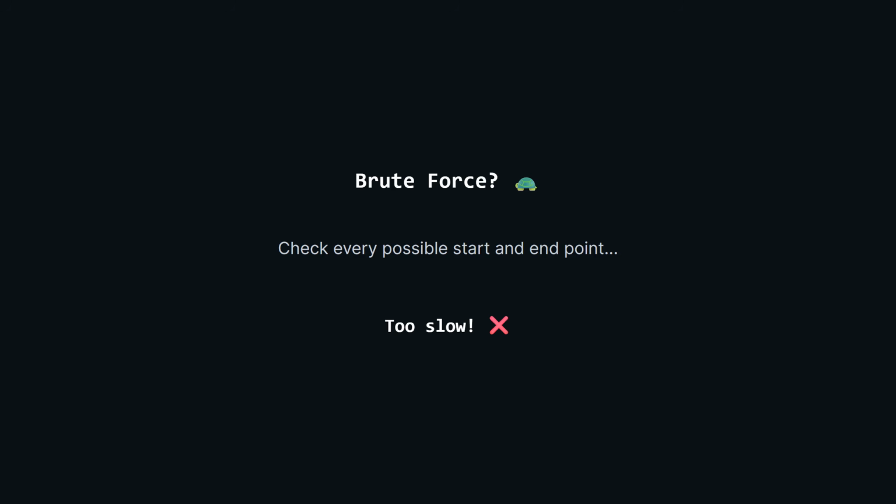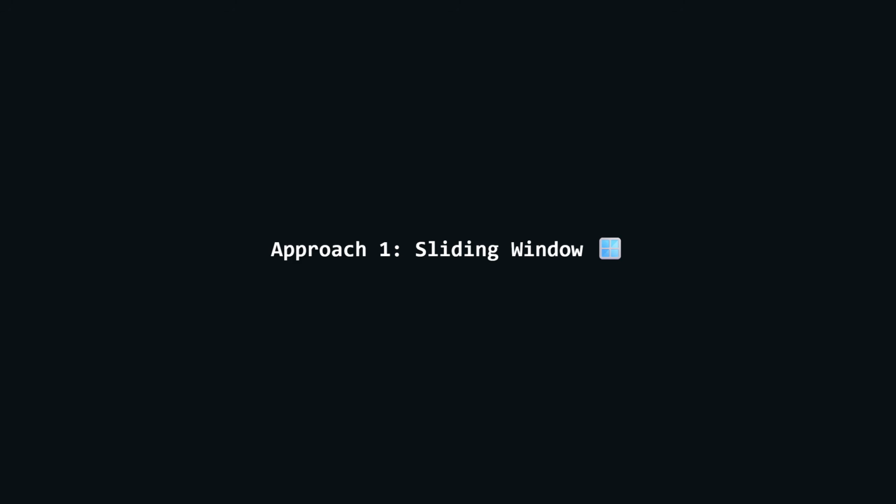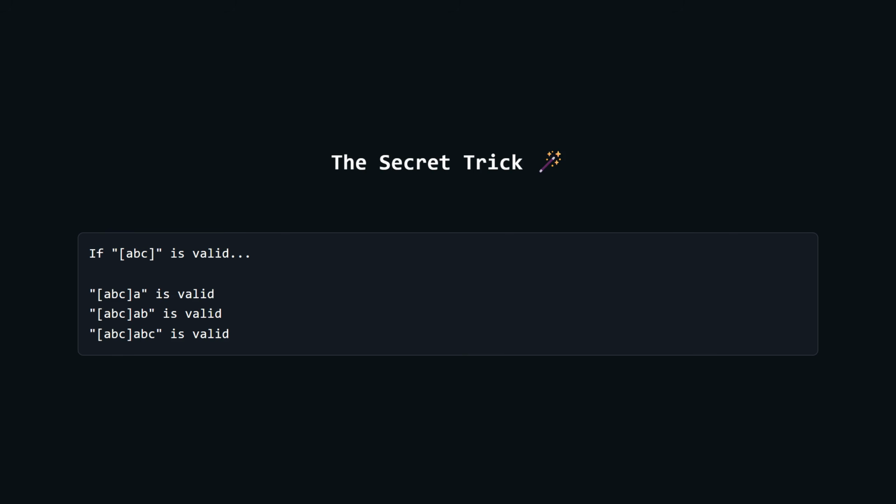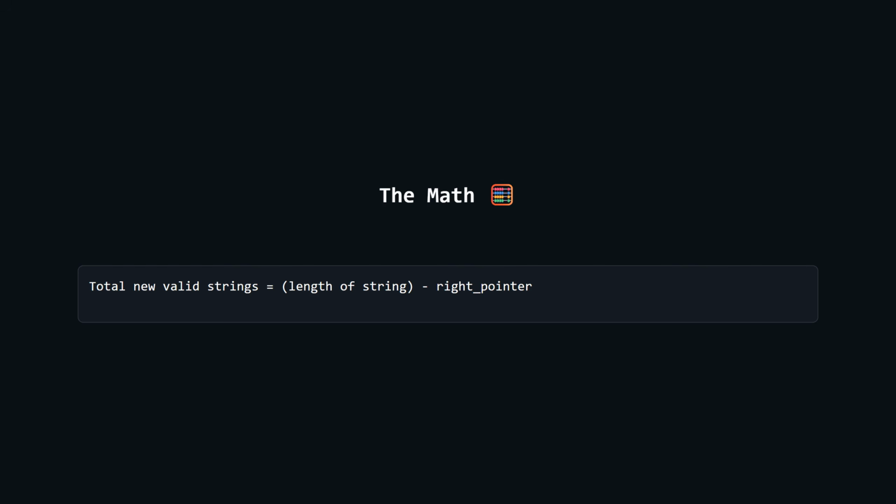Now, checking every single combination one by one like this would just be way too slow to pass the test cases. So let us look at our first efficient method, which is a sliding window approach. Imagine a window that expands to the right until it finally traps all 3 letters inside. Here is the secret trick for this problem. Once a window is valid, any extra letters we add onto the right side will also keep it valid. That means we don't need to count those longer strings manually. We can just use a quick math formula to add all those extensions at once.